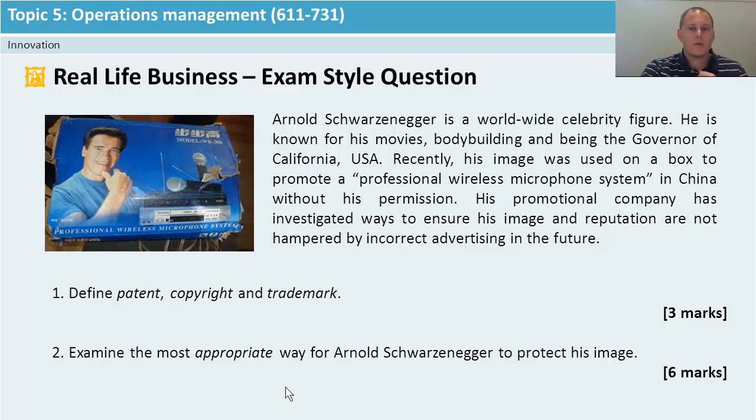What's the most appropriate way for Arnold Schwarzenegger to protect his image? You would say on this one probably copyrighting it. His image himself is copyrighted, or maybe even trademarked, and maybe his name as well is trademarked. You can't call another brand the Schwarzenegger brand without paying him royalties. In the case of this one here, his image was used on a box, so that would be an infringing copyright, or infringing trademark if they'd used his name.